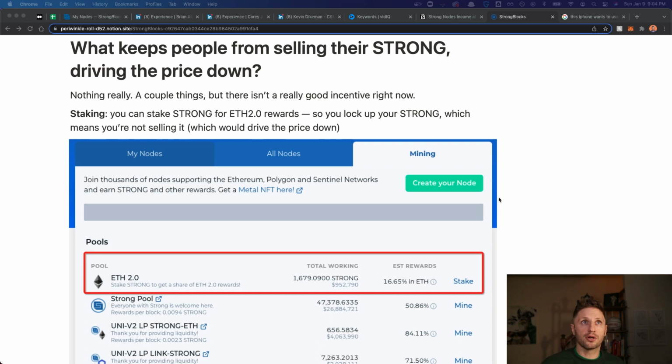So you lock up your Strong, which means that you're not selling it, because if you were to sell it, that would theoretically drive the price down. Here's your incentive for staking right now. You can earn 16.65% in ETH.